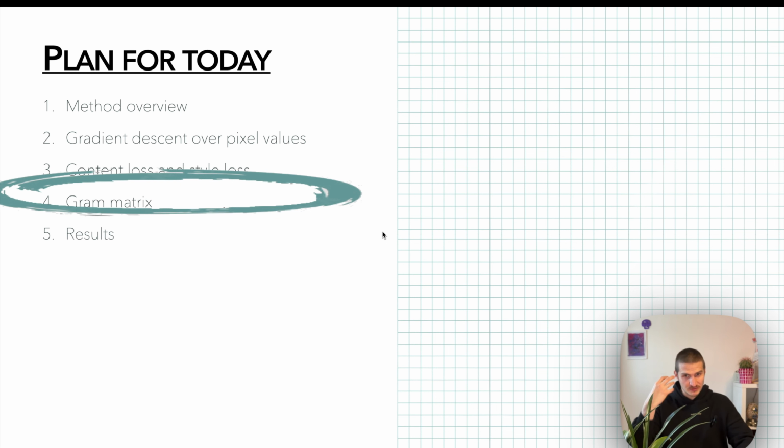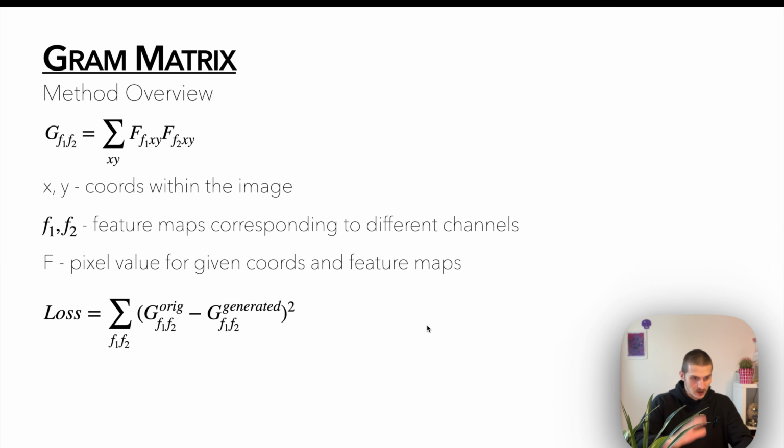So now let's discuss the Gram matrix, the thing that explains how exactly we transfer the style. So this is the equation for the Gram matrix. So we basically have our x and y coordinates within the image, and then we have the f1 coordinate and f2 coordinate that basically represent the index within the feature map. So for a layer down below, deep within the network, we might have 512 channel maps, feature maps.